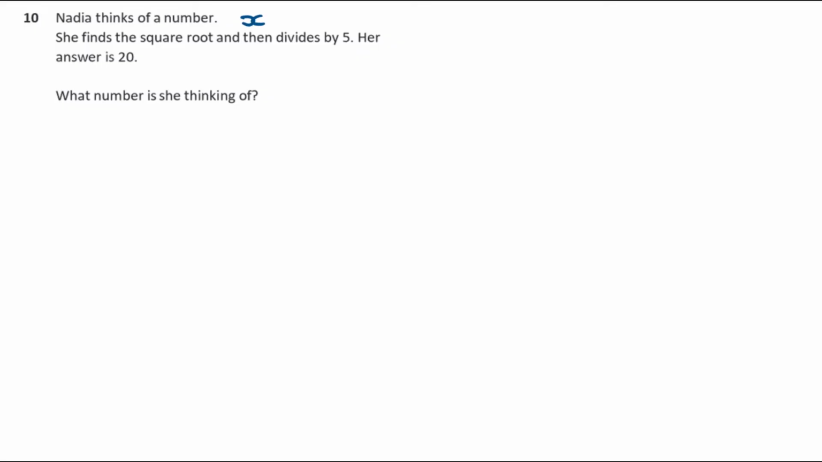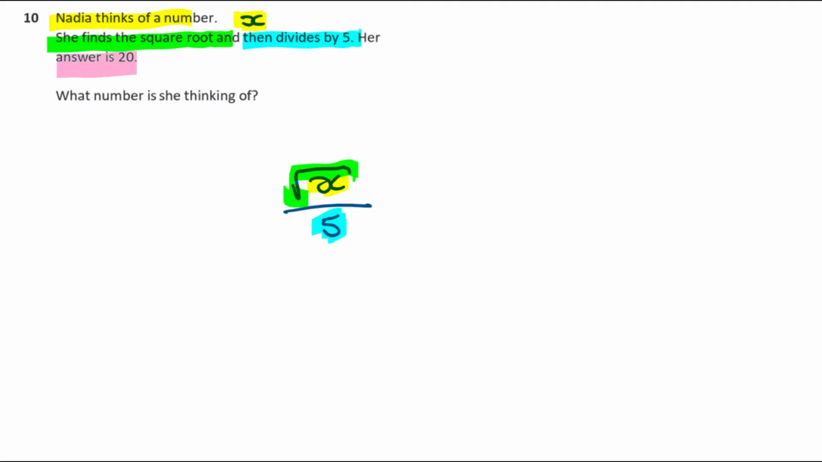So Nadia thinks of a number, and that gives me the value x. So I'm going to write down x. Okay, and then it says she finds the square root. So how do you find the square root? You do this, don't you? Write the square root symbol. So that's the next thing that we did. And then divides it by 5. Okay, so then we're going to divide by 5, which we write like that. Okay, and then the answer is 20. So that means that is equal to 20.